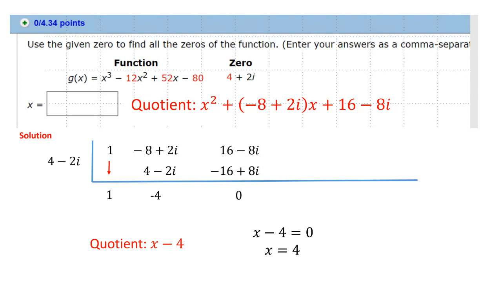Any questions? All right, let's see here. Now, to list our zeros, we had a 0 at x equals 0. We had a 0 at x equals 4 plus 2i, x equals 4 minus 2i. Okay, so these are our factors.